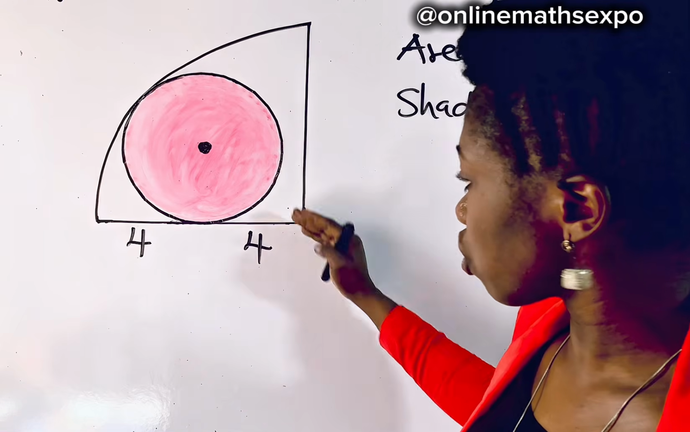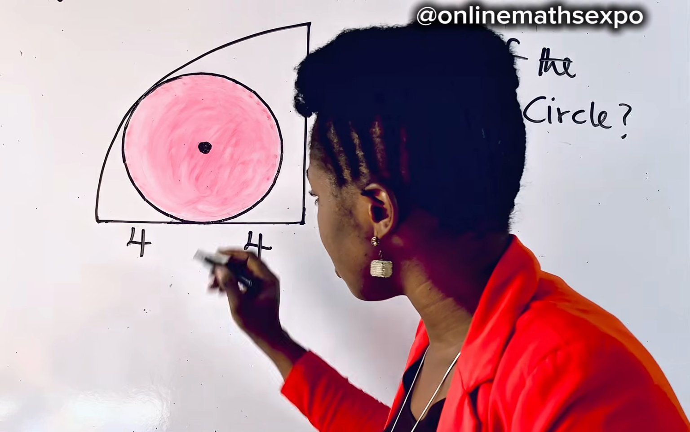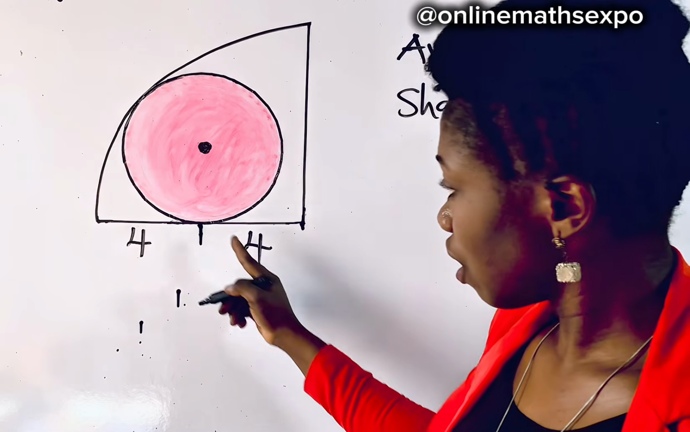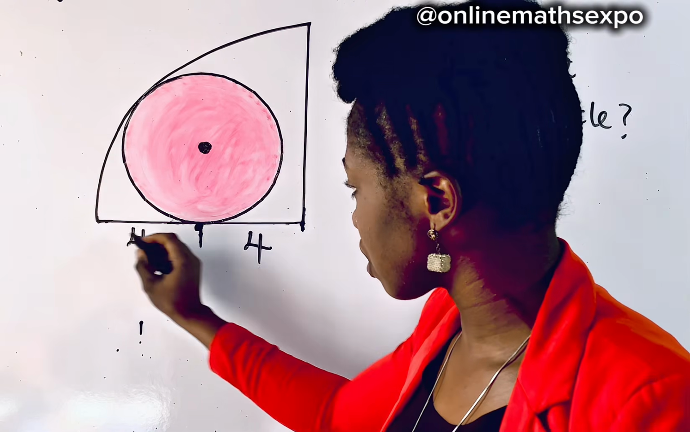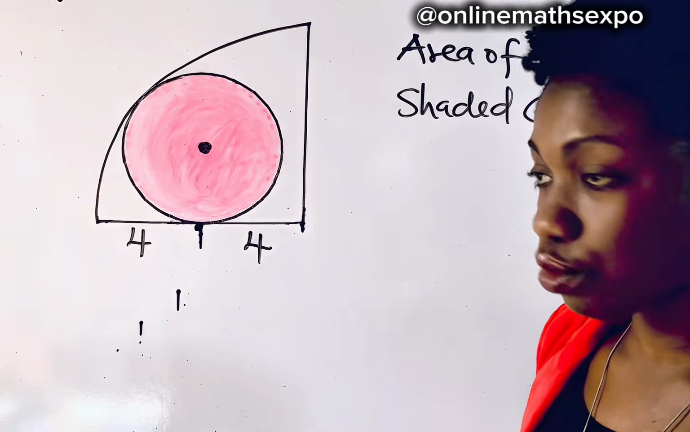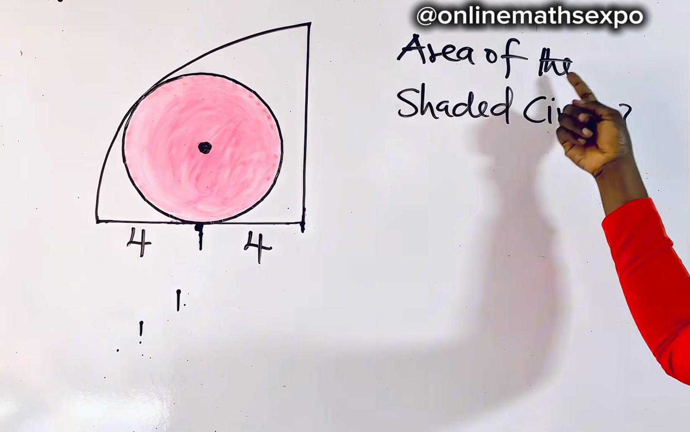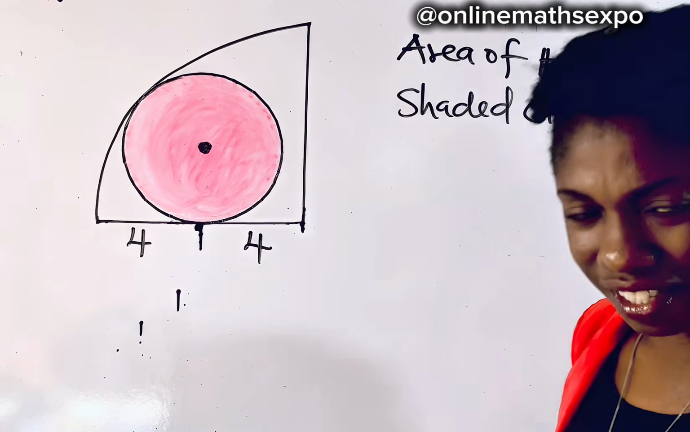And this quarter circle measures from this end, from here, down to this end, 4 units, and from this point down to this, also measures 4 units. And the question is asking us, what is the area of this shaded circle?